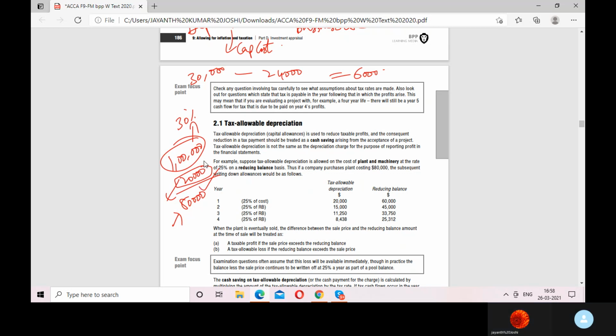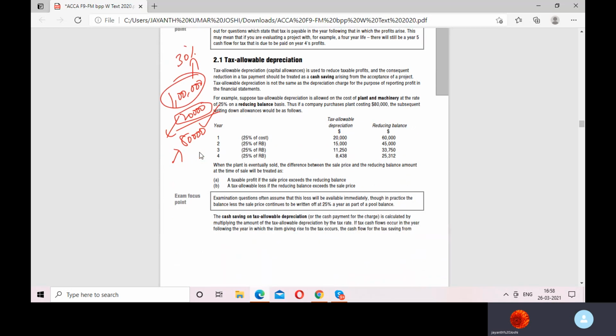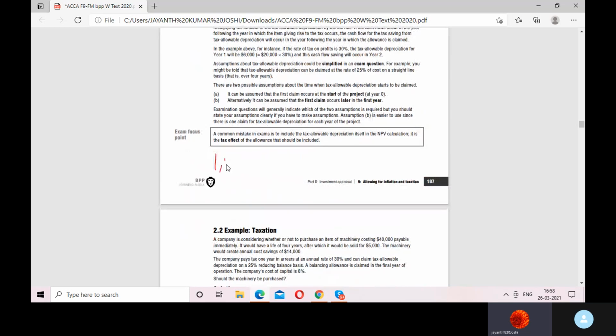Try to understand, 1 lakh was your profit, and this depreciation you are claiming as deduction. So now your taxable profit is 80,000. If this depreciation wouldn't have been a deduction, you would have paid tax on 1 lakh at the rate of 30%.